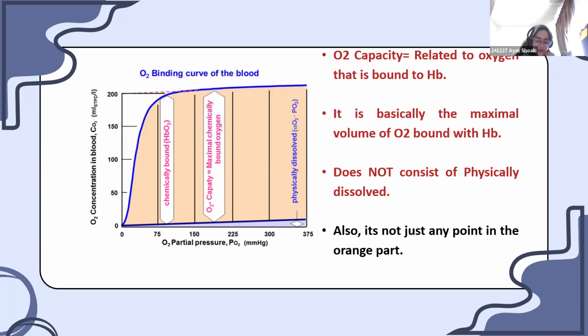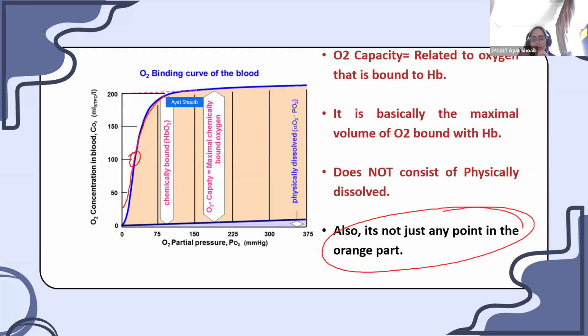So it does not consist of physically dissolved oxygen, because physically dissolved is not bound to hemoglobin, and we're just talking about the oxygen that is bound to hemoglobin. Also, it's not just any point in the orange part. You can't say this is the maximum value, because you can see that it's still increasing. We said that O2 capacity is the point where you basically cannot increase anymore, like over here. It's taking a lot of pressure to increase it. That means all of the sites are basically bound.